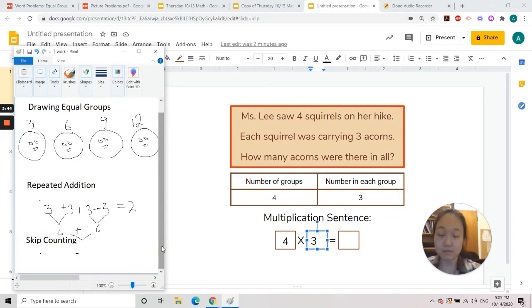I can also skip count. So again, I'm thinking, what number am I skip counting by and how many times? Since there are 4 groups, that lets me know I need to skip count 4 times. And I like to just write that down so that I don't count a wrong number of times. And then I know that 3 is the number in each group, so I'm skip counting by 3s. So my first number is 3. Then if I skip count by 3, I land on 6, 9, and 12.